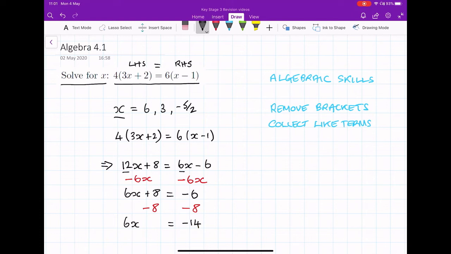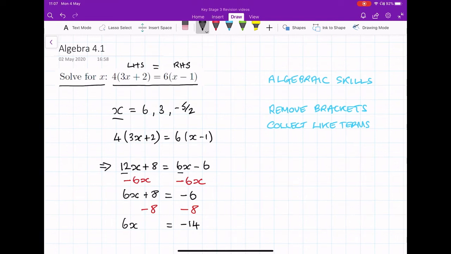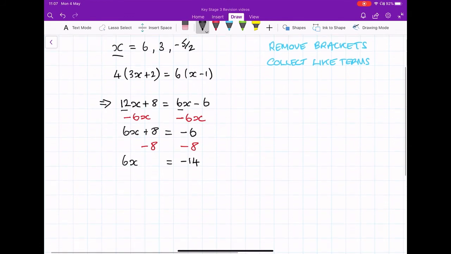And now we have finished that second skill. We have collected like terms. Well, we're quite close. We haven't quite got x equals something, but we have got 6x equals something, which means we now have to try and get x as a single x rather than 6 of them. Now, how do you get 1x from 6x? Well, you have to divide by 6. So that means we're going to have to divide both sides by 6.